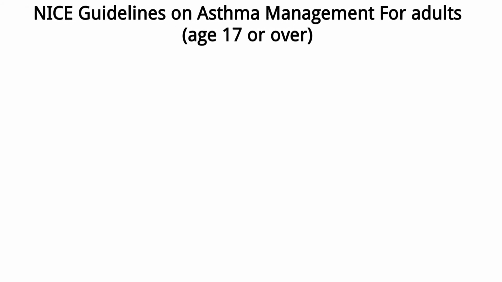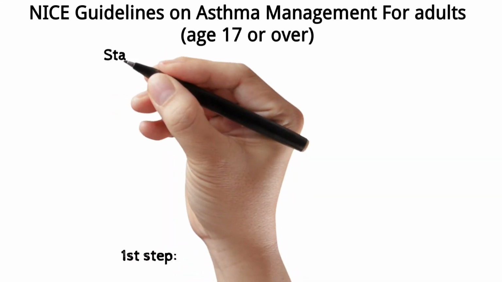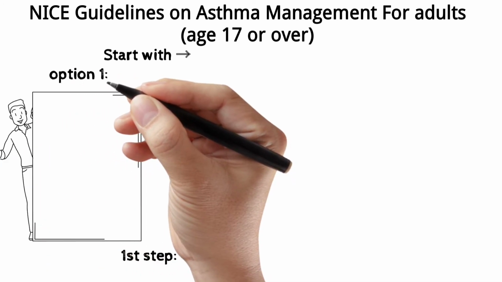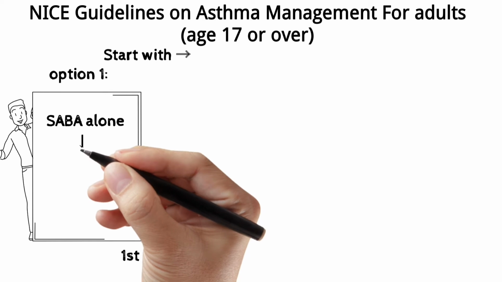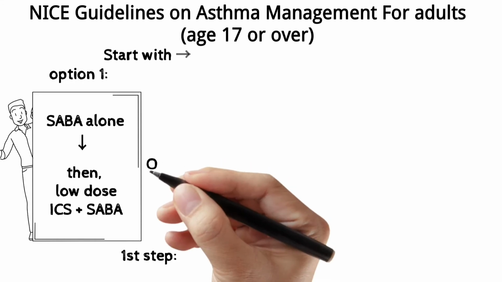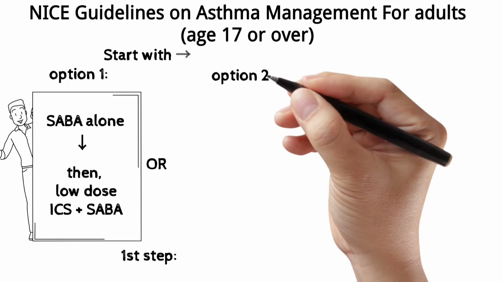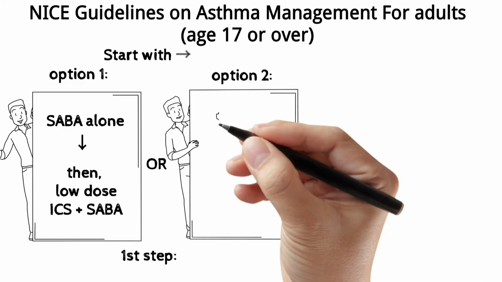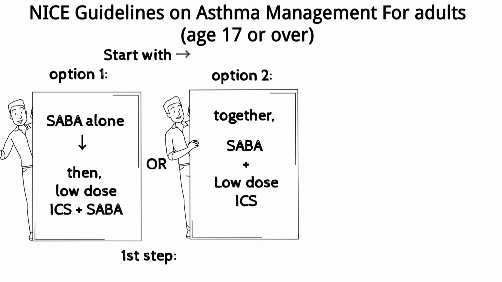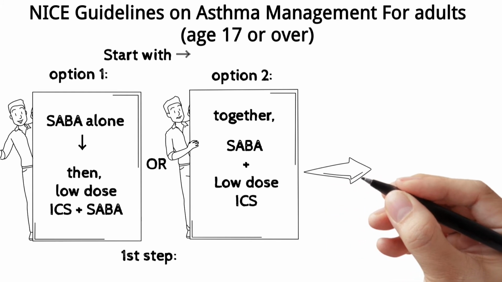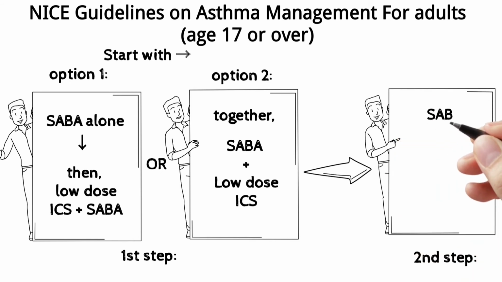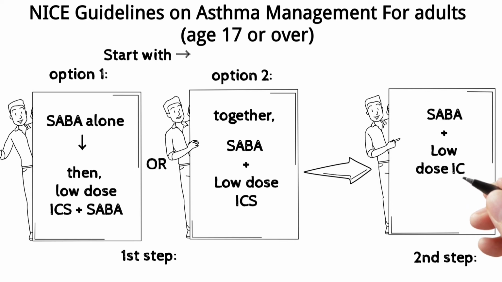NICE guidelines on asthma management for adults who are aged 17 years or more. At the first step, we have 2 options. Option 1, we may start with SABA alone, and if the patient has not controlled asthma over 4 to 8 weeks, we can give low-dose ICS with SABA. Or, as option 2, we can start together SABA with low-dose ICS. If asthma is not controlled over 4 to 8 weeks, we go to second step, where we add LTRA, that is montelukast, with SABA and low-dose ICS.